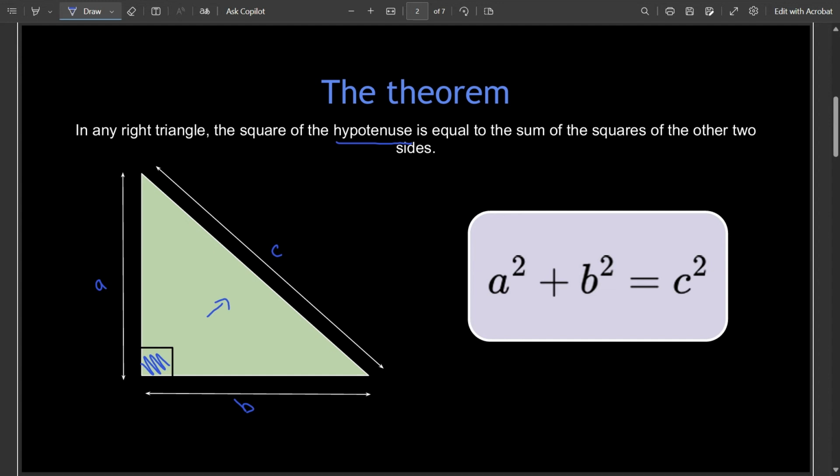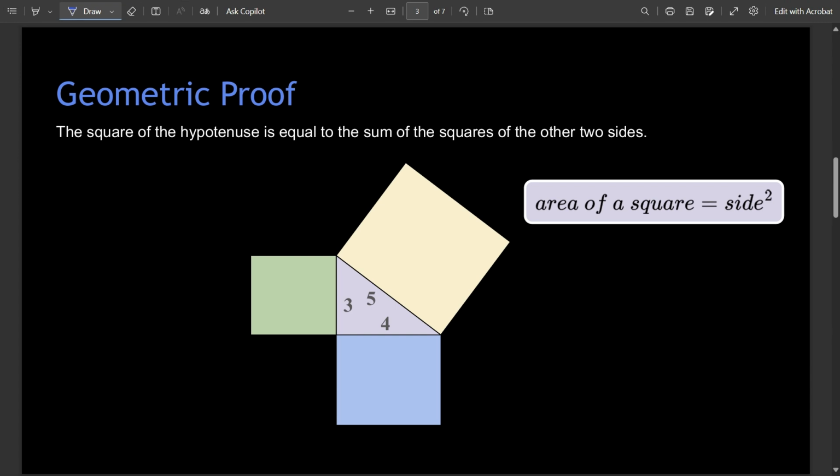Basically, what this theorem tells us is that if we know the lengths of two sides of a right angle triangle, we can always find the third. And this rule is represented like this: a squared plus b squared is equal to c squared. But why does this theory work? To answer that question, let's have a look at this diagram.